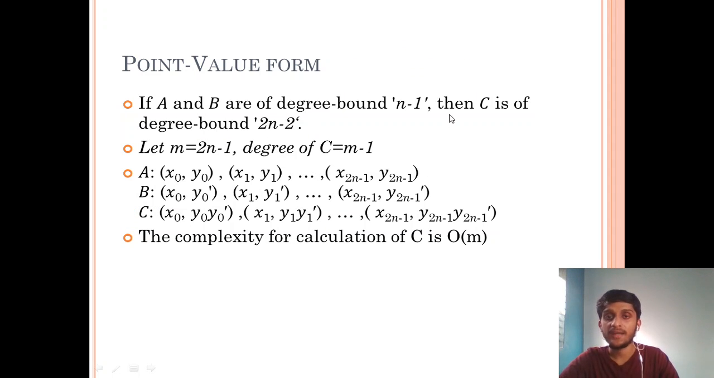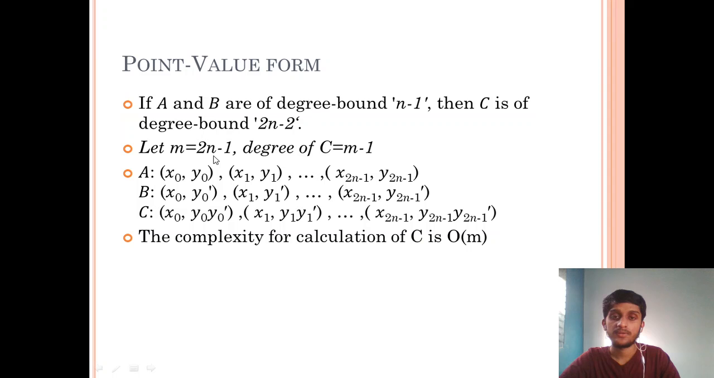By the fundamental theorem of algebra, if there are n points, we can pass a unique n minus 1 degree polynomial through all of these points, right? So for the specification of the polynomial C, we would require 2n minus 1 points. Okay, so let's define those points to be m.